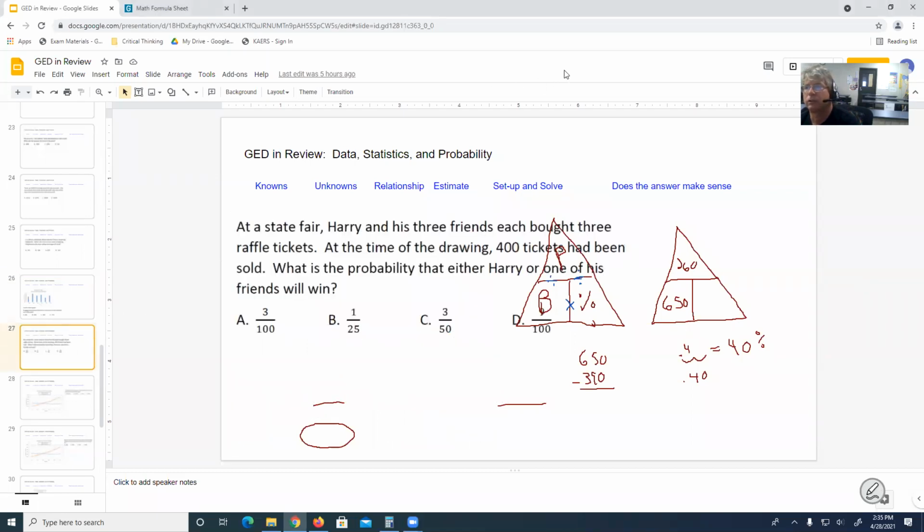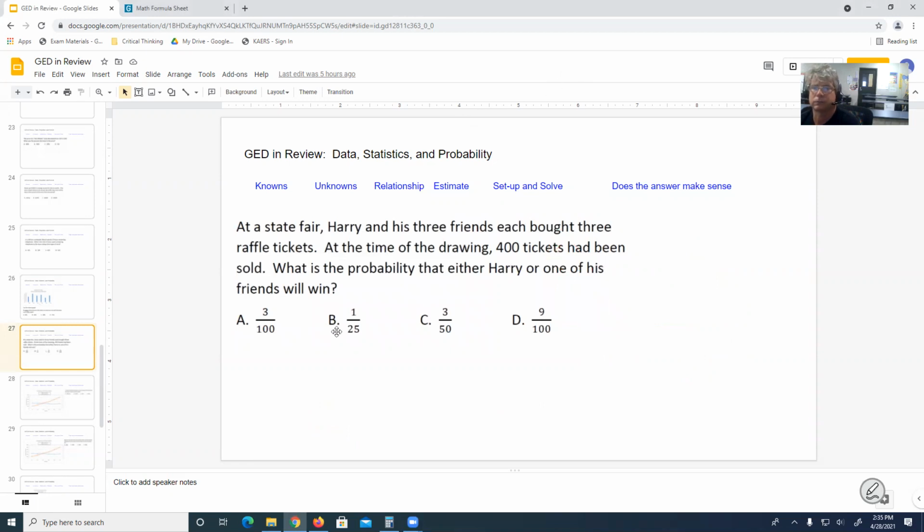So let's see if we can clear this up and look at our next question. So at a state fair, Harry and his 3 friends each bought 3 raffle tickets. At the time of the drawing, 400 tickets had been sold. What is the probability that either Harry or one of his friends will win?